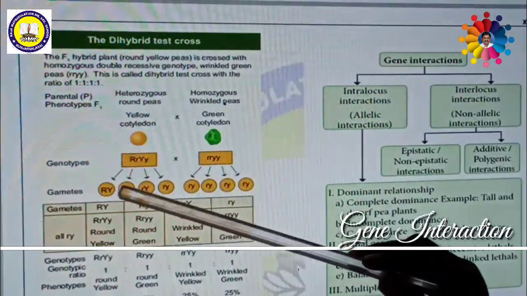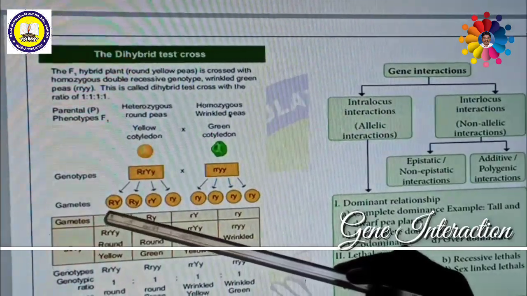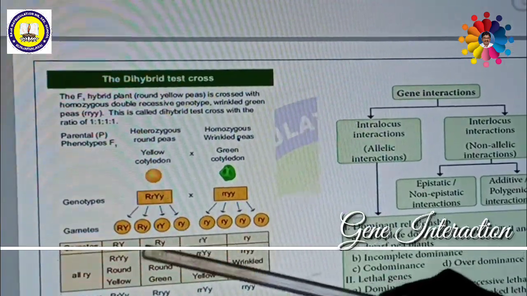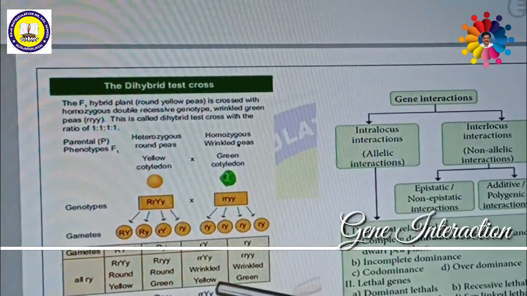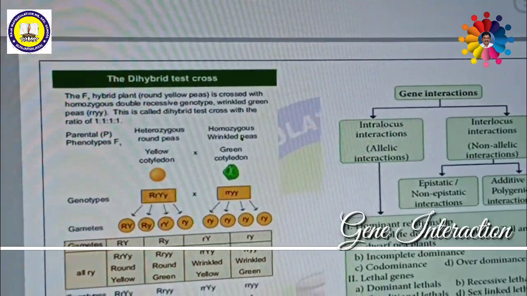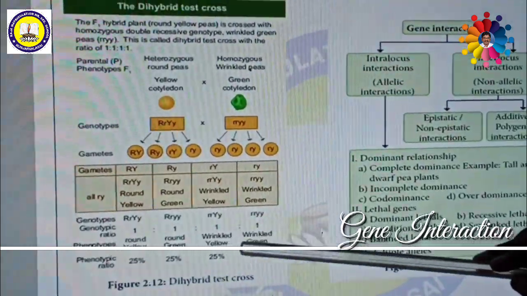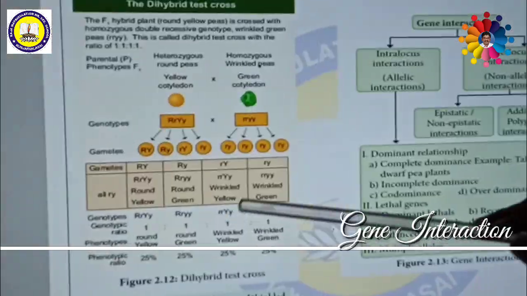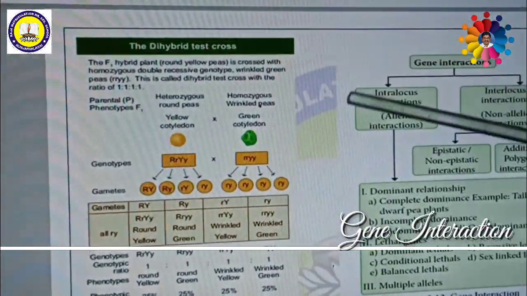Here capital R capital Y, capital R small y, small r capital Y, small r small y. If we cross capital R capital Y with small r small y, we get round yellow. Capital R small y gives round green. Small r capital Y gives wrinkled yellow. Small r small y gives wrinkled green. All are in 1:1:1:1 ratio. That means round yellow 1, round green 1, wrinkled yellow 1, wrinkled green 1. So the phenotypic ratio and genotypic ratio are both 1:1:1:1, with 25% each. So this is the dihybrid test cross.